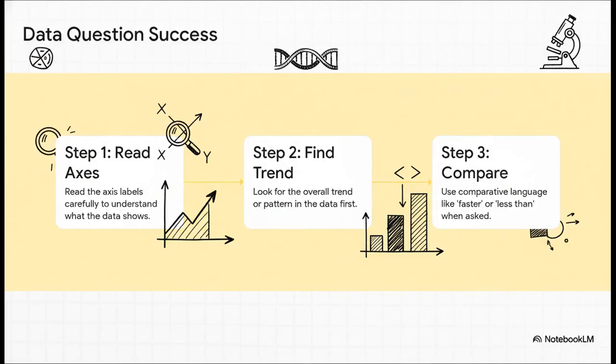For any question you get with a graph or a table of data, just remember these 3 steps. Step 1, and I can't say this enough, read the axes labels first. It tells you what you're actually looking at. Step 2, before you get lost in the details, just find the overall pattern. Is the line going up, down, flattening out? And step 3, if the question asks you to compare 2 things, your answer must use comparative words: faster, slower, more than, less than.